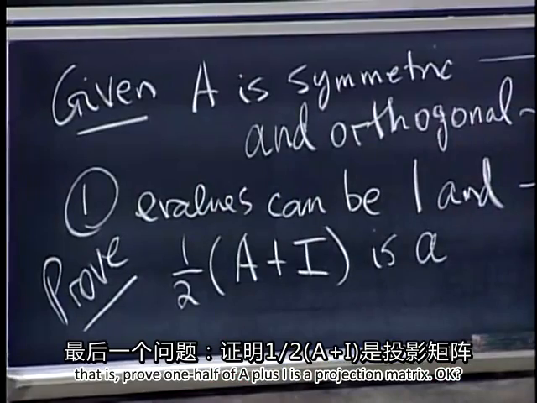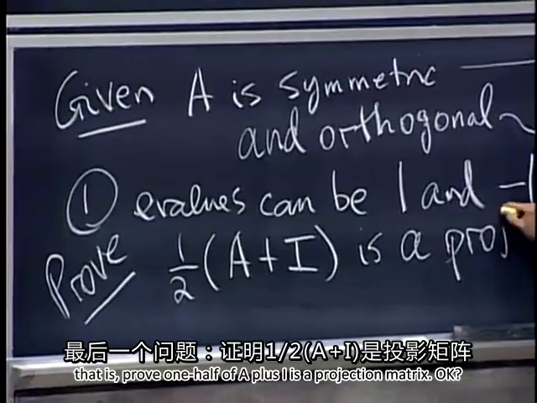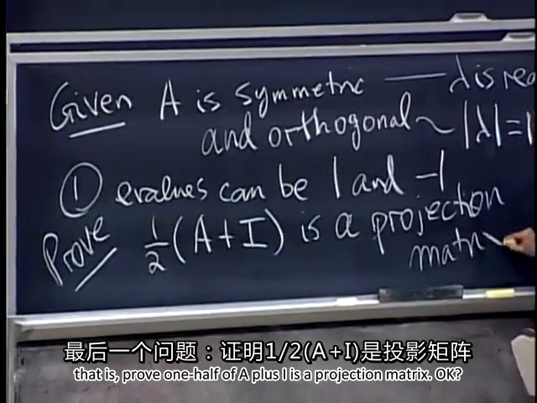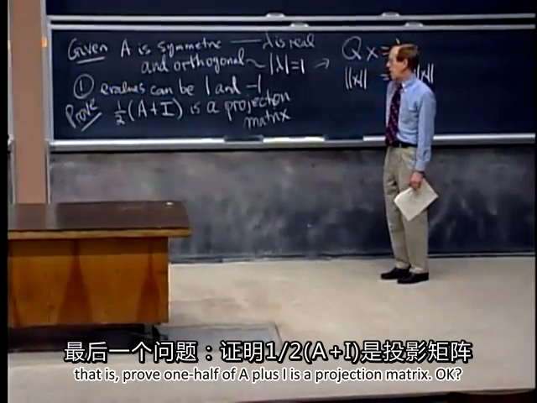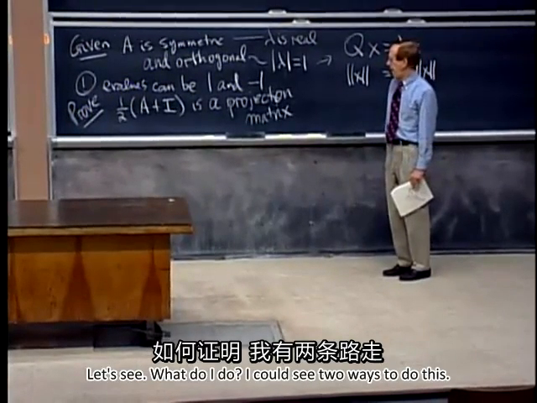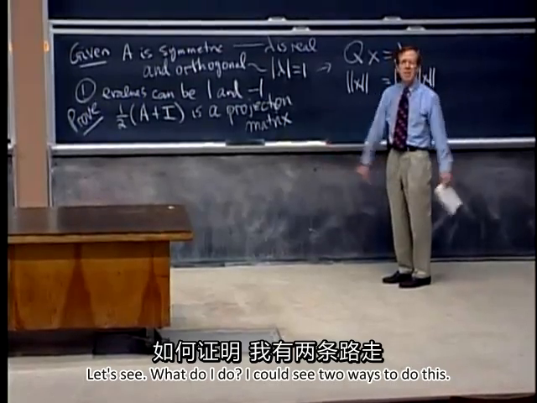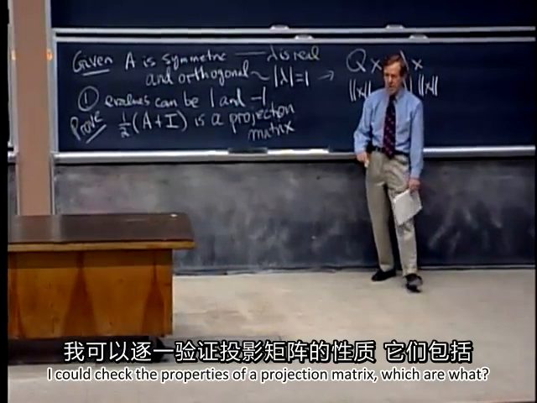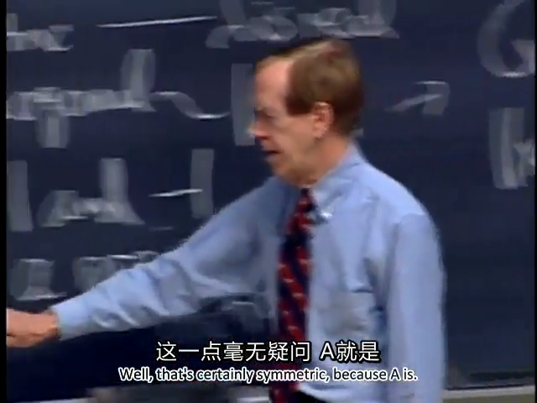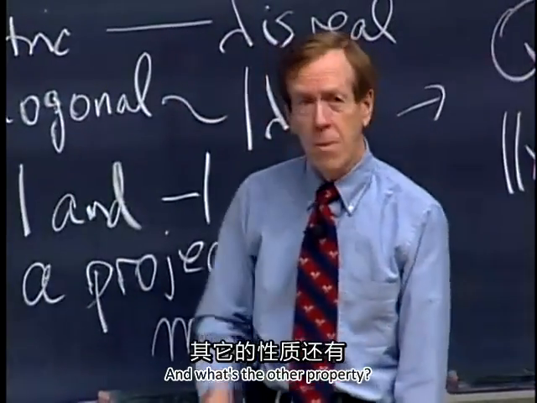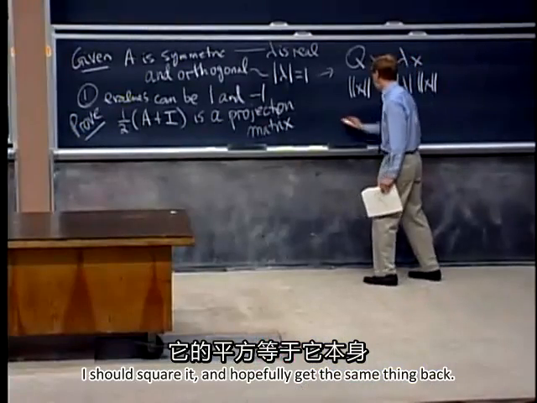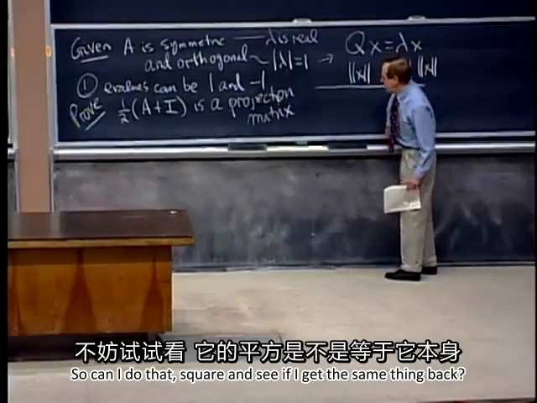one half of A plus I is a projection matrix. Okay. Let's see. What do I do? I could see 2 ways to do this. I could check the properties of a projection matrix, which are what? A projection matrix is symmetric. Well, that's certainly symmetric because A is. And what's the other property? I should square it and hopefully get the same thing back.